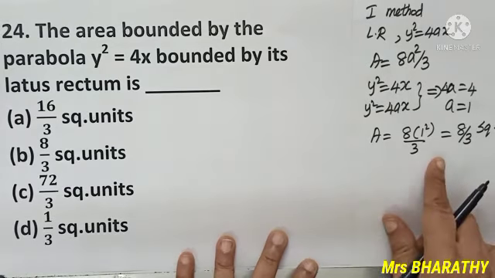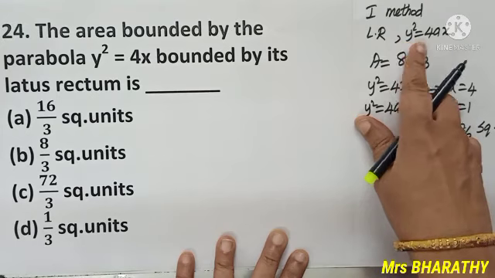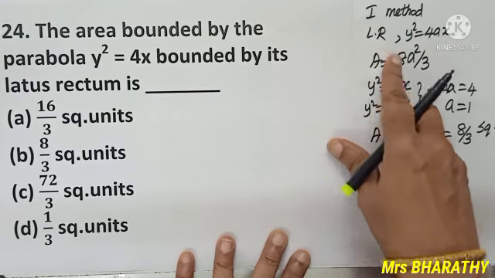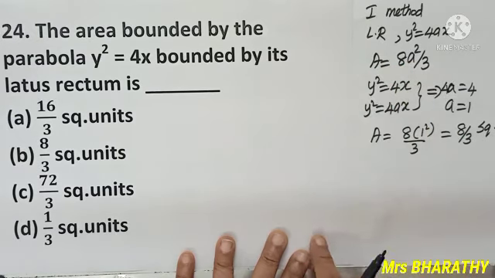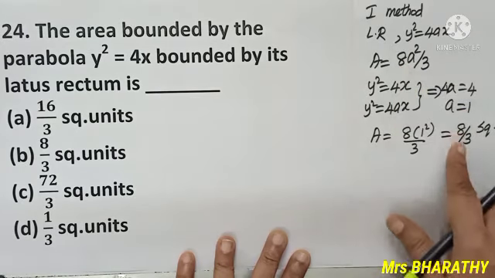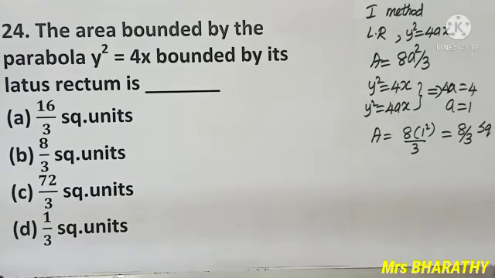So method number 1, directly remember the formula whenever it is y square equal to 4ax and bounded by latus rectum. The formula is 8a square by 3 for the area covered. Here a equals 1. As I substitute, I just get 8 by 3. Option B is the right choice.